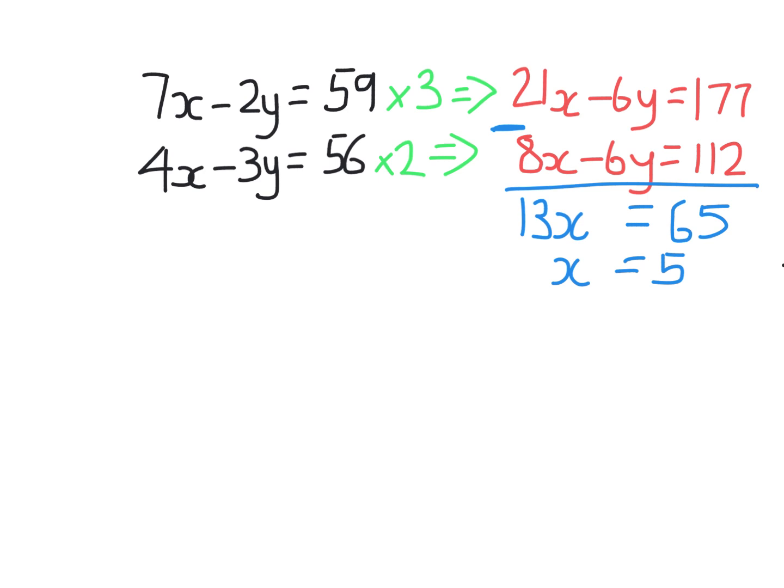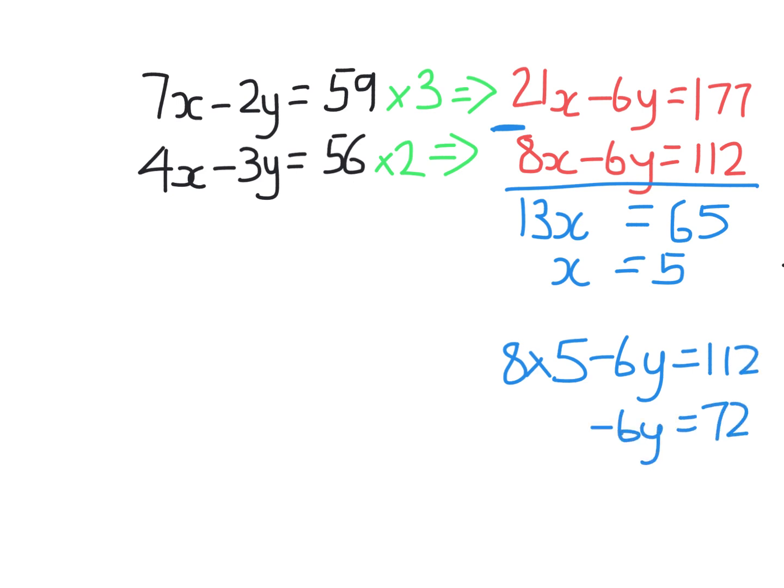We're not done, we need to find y. So substitute this into either equation. Which one you choose doesn't matter. So I will just choose the bottom equation. So we get 8 times x minus 6 times y equals 112. Subtract 40 from both sides, divide each side by -6, you get y equals -12. So the solution here is x equals 5, y equals -12.